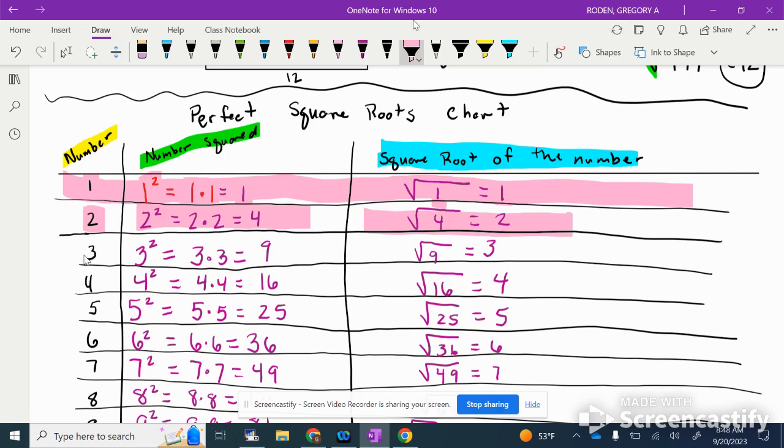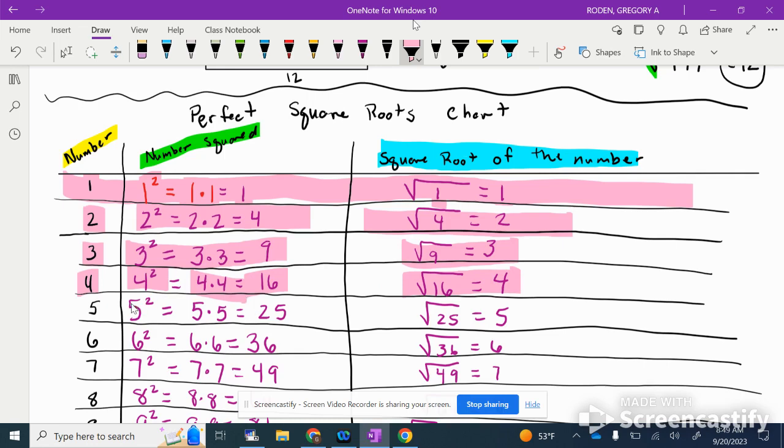If you don't have it, you have to write it again. Okay, so now we have 3 is our next number. So it's 3 squared is 3 times 3, which equals 9. And the square root of 9 equals 3. Okay, the next one is 4. 4 squared is 4 times 4. 4 times 4 is 16. So the square root of 16 is equal to 4.